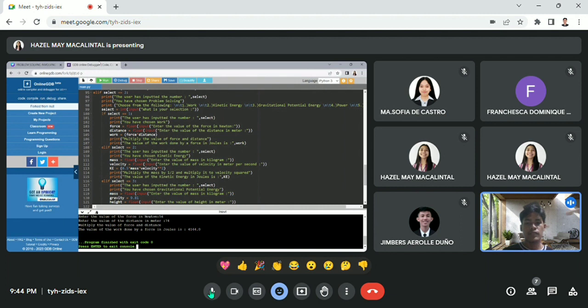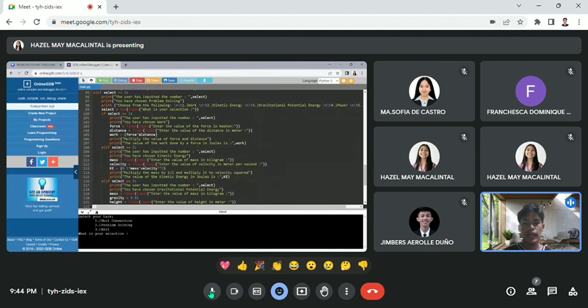Then if you select 2, of course, you chose kinetic energy. So just like the first option, the user has input the number and then select, and you can now enter the value of mass in kilogram and the value of velocity in meter per second. So as expected, the value will multiply the mass by 1/2 and multiply it to velocity squared. Then you can now get the answer of the value of kinetic energy in joules.